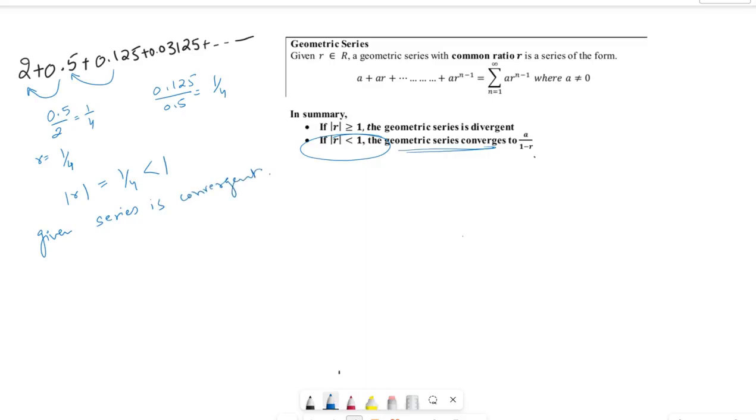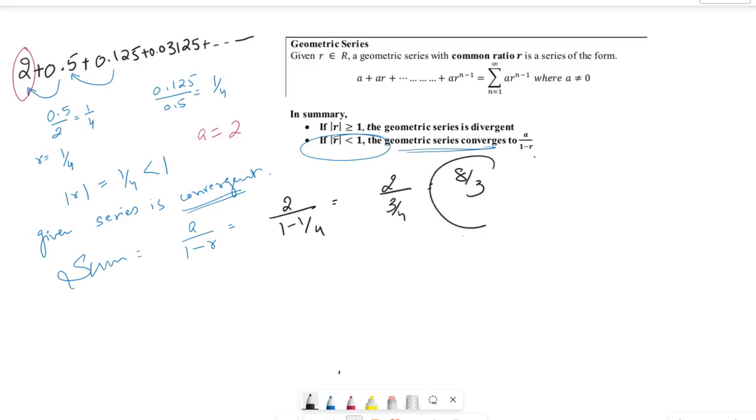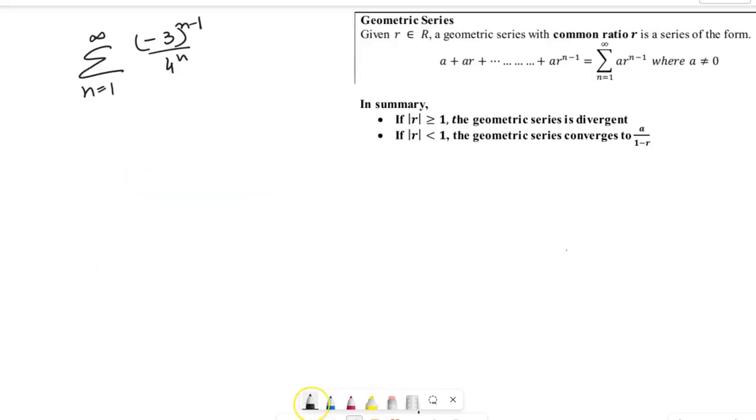so therefore we are able to find the sum. If it's convergent, then only try to find the sum. The sum is equal to a divided by 1 minus r. A here is number 2. A is equal to 2. So that means the sum is 2 divided by 1 minus 1/4. 2 divided by 3/4. The answer should be 8/3.